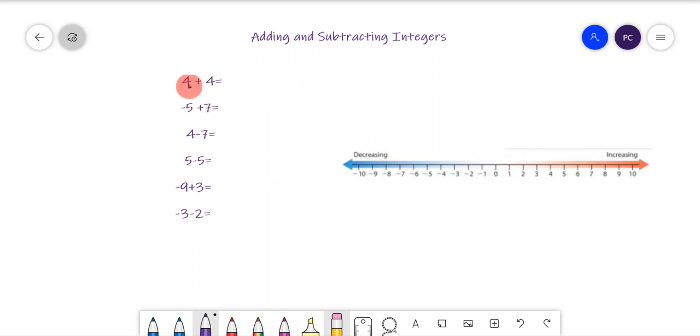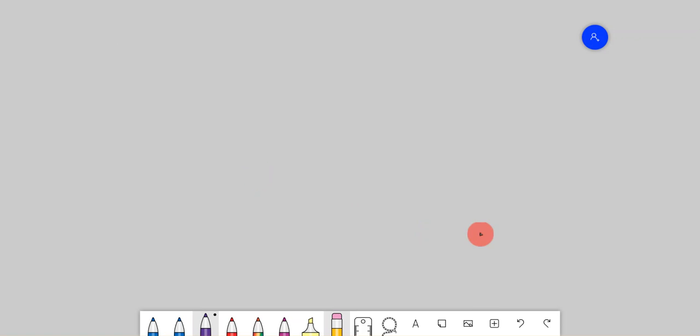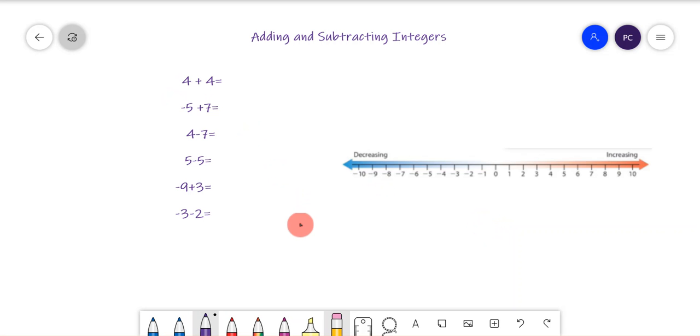So let's take a look at adding and subtracting a couple of different types of integers. If we take the first one here, 4 plus 4, the way to do this is to think about a number line. The number that's on the left of the operation is where you start on the number line. In this case, it's positive 4, so we're starting here.